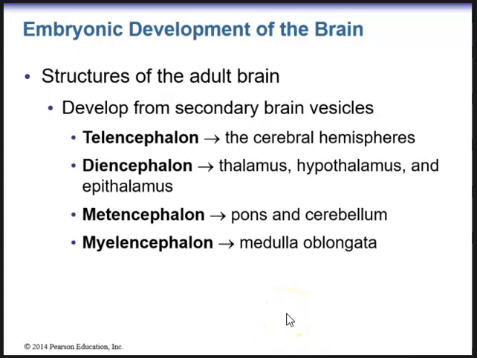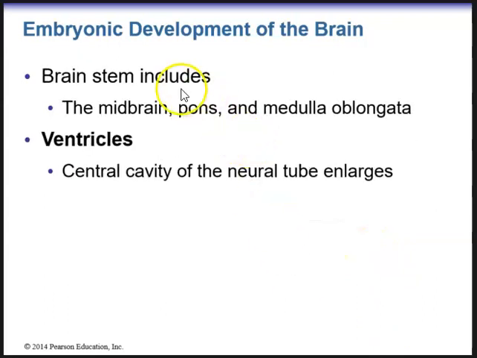So then we can see the structures of the adult brain that will develop from these secondary brain vesicles. For example, the telencephalon will eventually become the cerebral hemispheres. The diencephalon, we know, forms the thalamus, the hypothalamus, and the epithalamus. These are structures that we are able to already identify in lab. The metencephalon will then become the pons and the cerebellum. And the myelencephalon becomes the last part of the brainstem, the medulla oblongata. The brainstem includes the midbrain, pons, and medulla oblongata.